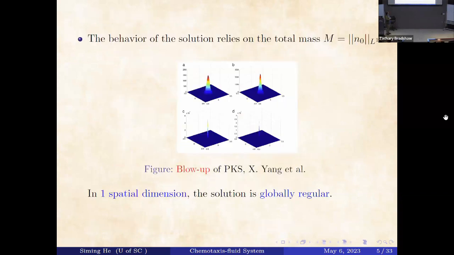So this is a simulation in 2 dimensions. Basically, you expect that if there are too many cells and they aggregate, then you have formed Dirac singularities. Okay. Now that's the basic setup.